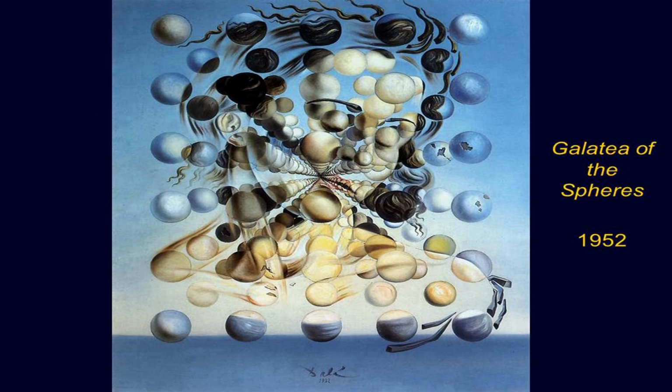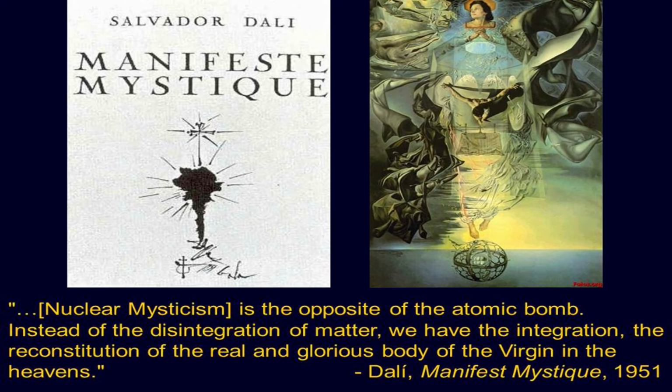He also writes in the Mystic Manifesto that nuclear mysticism is the opposite of the atomic bomb. Instead of disintegration of matter, we have integration, the reconstruction of the real and glorious body of the Virgin in the heavens. And in 1954, Dali paints the Assumpta Lapis Lazulina, which is a great title, a lot of good words in there. It has Gala at the very top as the Madonna. Christ is here on the altar in the middle of her body. Her feet are down here. There's a sort of power cell down here that seems to be the propulsion core to the explosion. And there are all these rhino horns flailing about her.